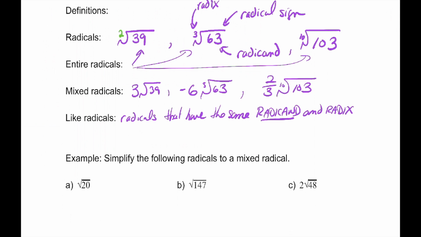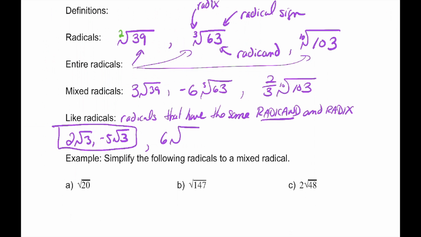Here, 2 root 3 and negative 5 root 3. That would be an example of like radicals because the radicand is the same, in this case 3. The radix is also the same. In this case, it's not written, it's an implied 2.